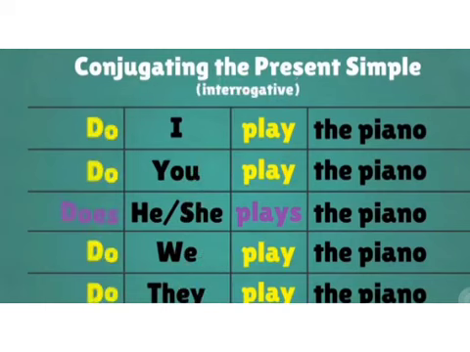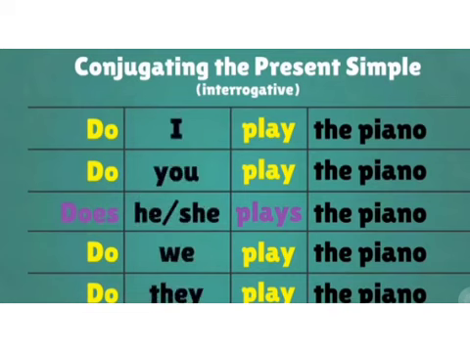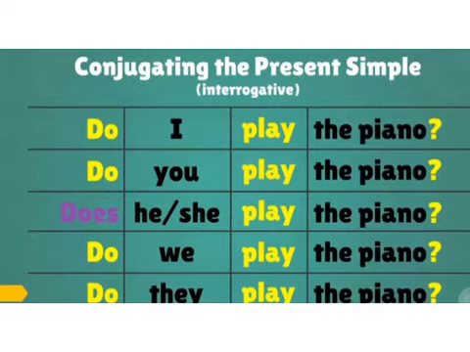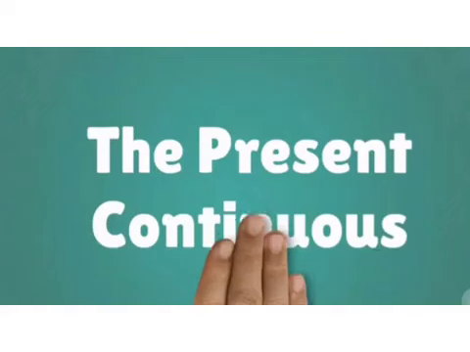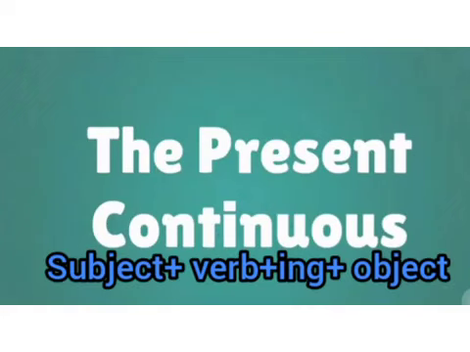For interrogative sentences, here we have a simple tabular column. Do I play the piano? Do you play the piano? Does he play the piano? Does she play the piano? Do we play the piano? And do they play the piano? Children, I guess you understood this concept well. Now let's move on to the present continuous tense.